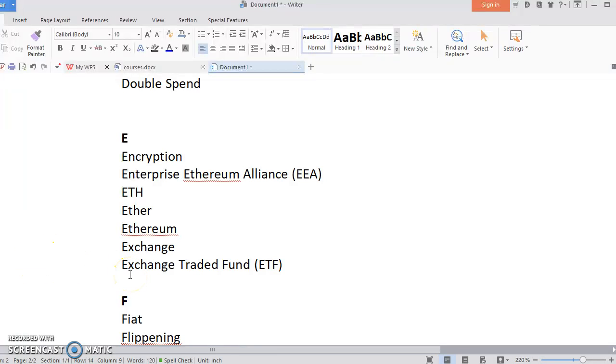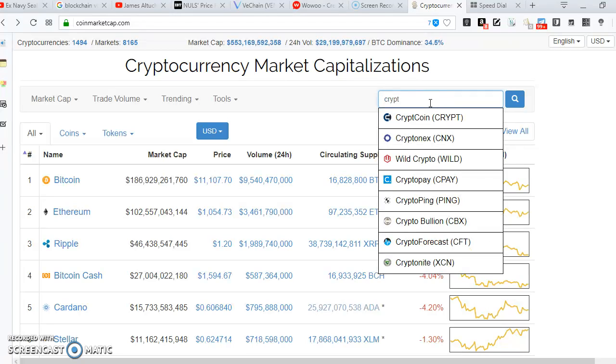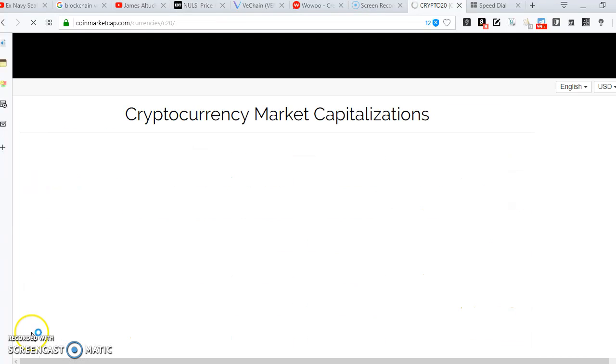And then exchange traded funds. These are basically an index of funds, where you hold one of them but it represents a whole lot of them. There are many cryptocurrencies now that are seeking to do that. Basically, if you own one of that cryptocurrency, it represents lots of other cryptocurrencies. I think Crypto20 does that.